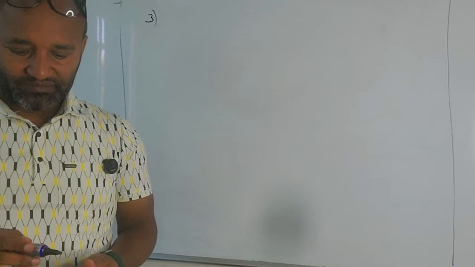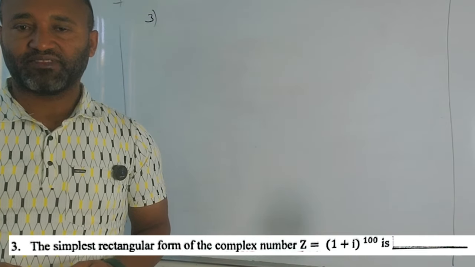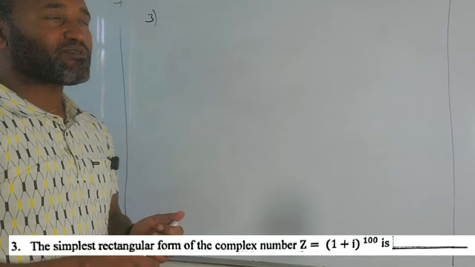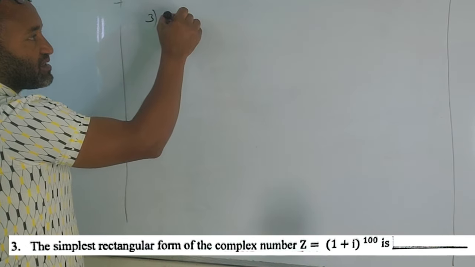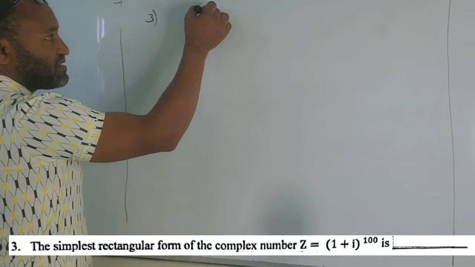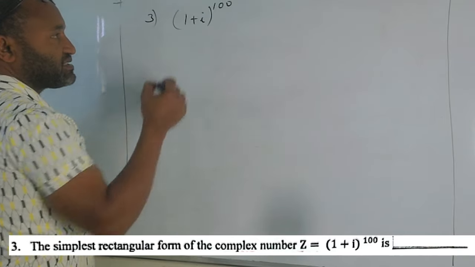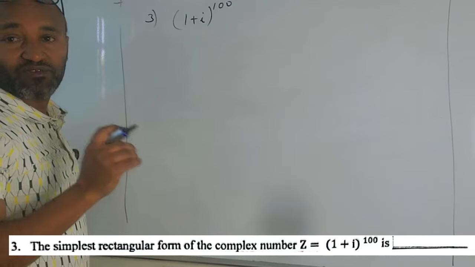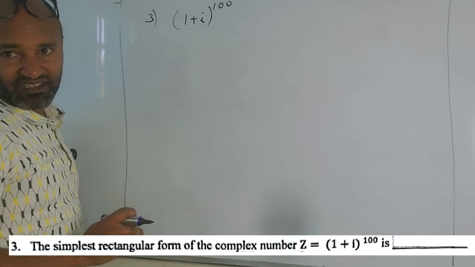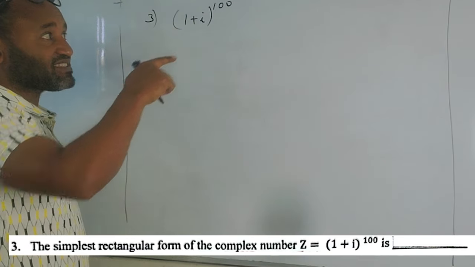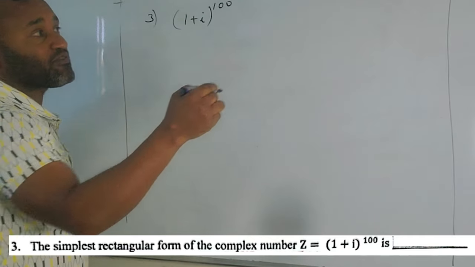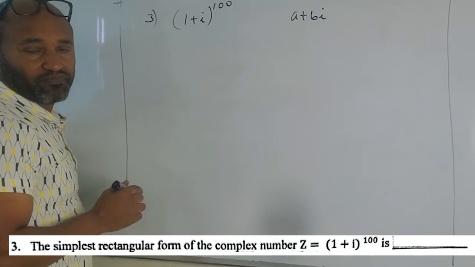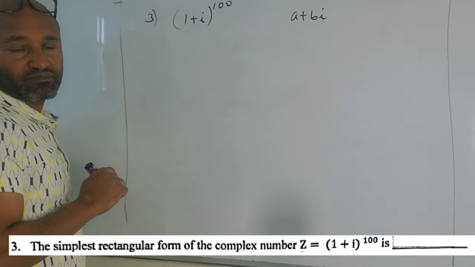Question number 3. Find the simplest rectangular form of the complex number 1 plus I raised to 100. What's the simplest rectangular form of this complex number? So we need to write this number in the form A plus BI, the simplest rectangular form.